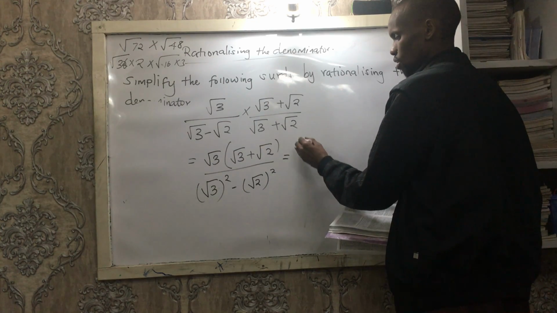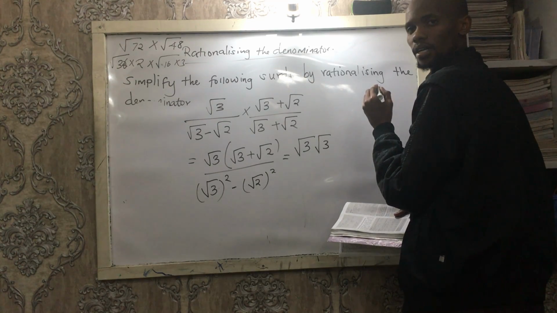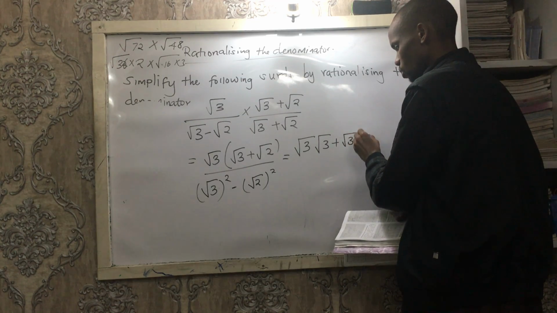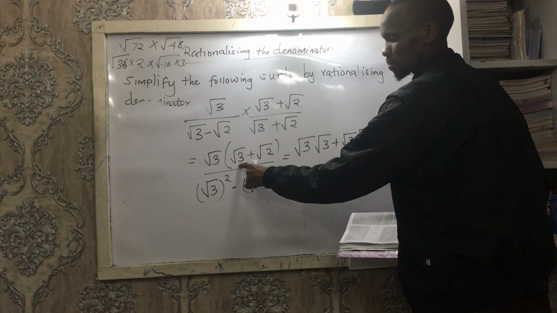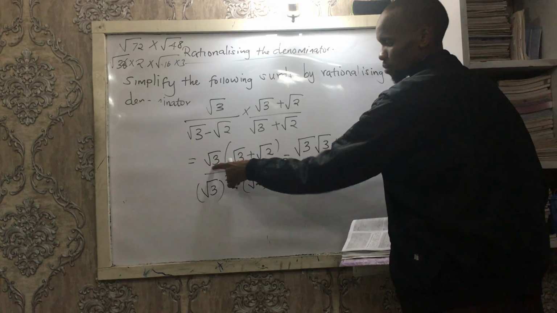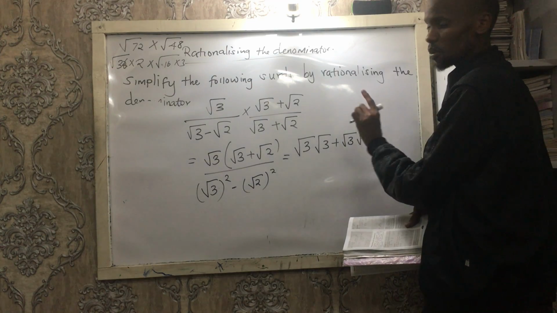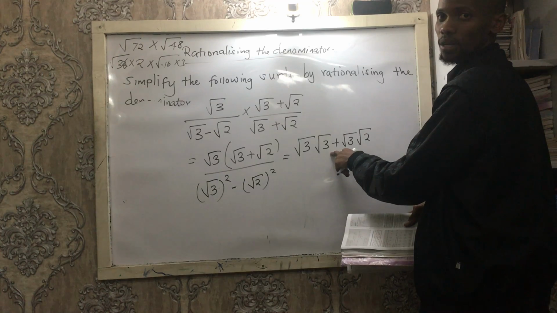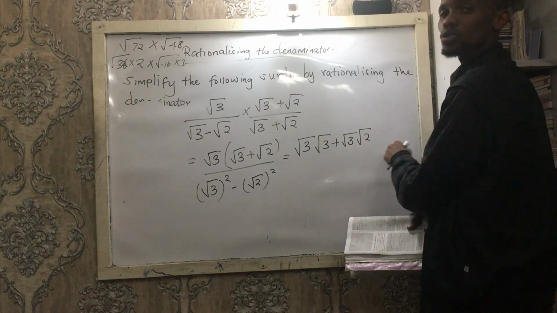Yeah. Now let's open this one. This will give us root 3, root 3. Okay? Plus root 3, root 2. I'm opening the bracket. Root 3 multiplied by root 3 is the same as root 3, root 3. Okay? Root 3 multiplied by root 2 is the same as root 3, root 2. Are you getting? I'm opening the bracket. And then I'm having root 3 multiplied by root 2, which will be root 3, root 2.